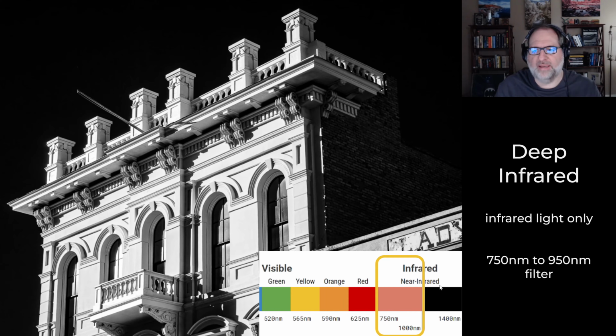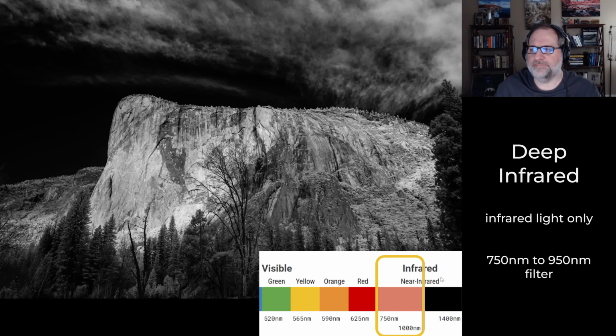Deep infrared is basically what we mean when we say infrared only. So in a deep infrared image, we're only capturing infrared light. We're not capturing any visible light at all. So we're using a filter from about 750 to 950 nanometers. Most commonly, these filters would be like an 830 or an 850 nanometer high-pass filter.